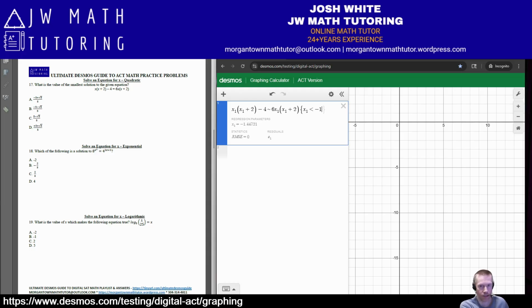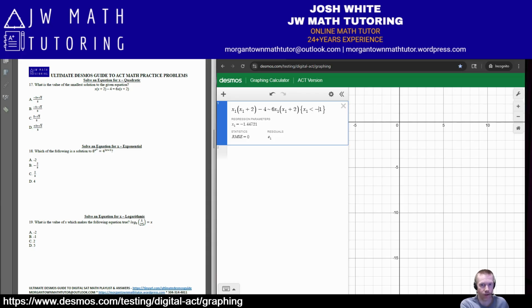So let's say I make it less than -1. Notice here it gives me another value, and the other key thing is that this RMSE value is 0. That means that this is a solution, that the regression is working perfectly. The root mean squared error is 0. That's what you're looking for.